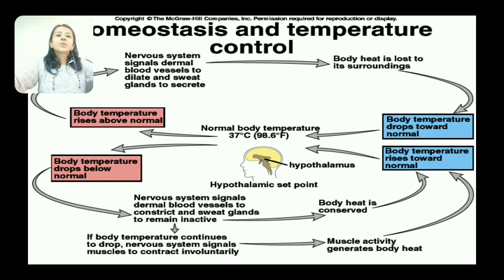Same way here, body temperature regulation. When body temperature rises above normal, various nervous signals result in vasodilatation as well as sweating, and therefore the body temperature comes back to normal. Same way, when body temperature falls below normal, nervous signals result in constriction of the blood vessels, and they conserve the heat and bring the body temperature back to normal.